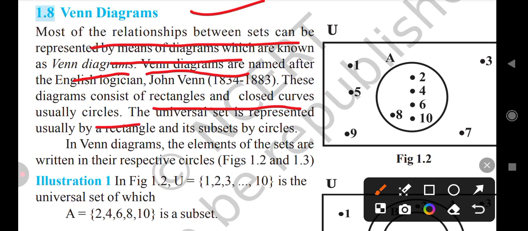The universal set is usually represented by a rectangle and its subsets by circles. In a Venn diagram, the elements of the sets are written in the representing circle. Figure 1.2.